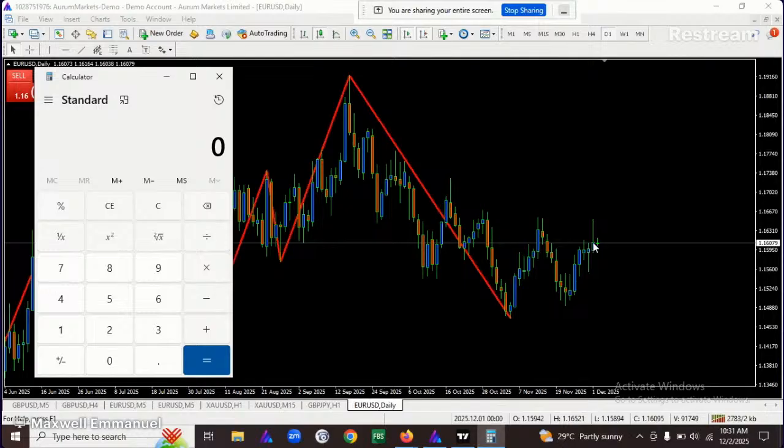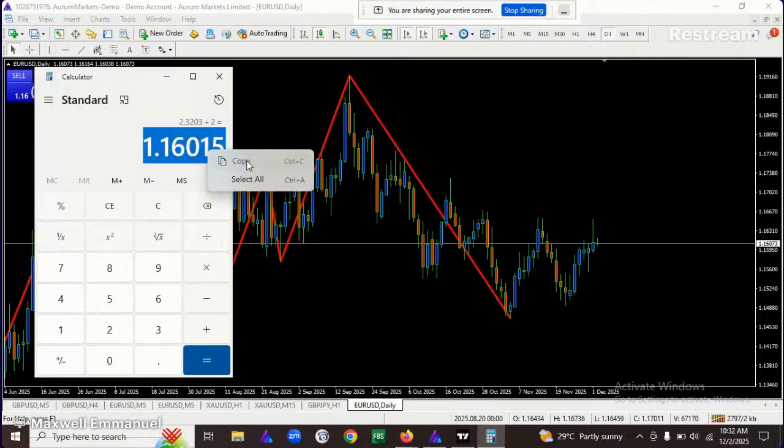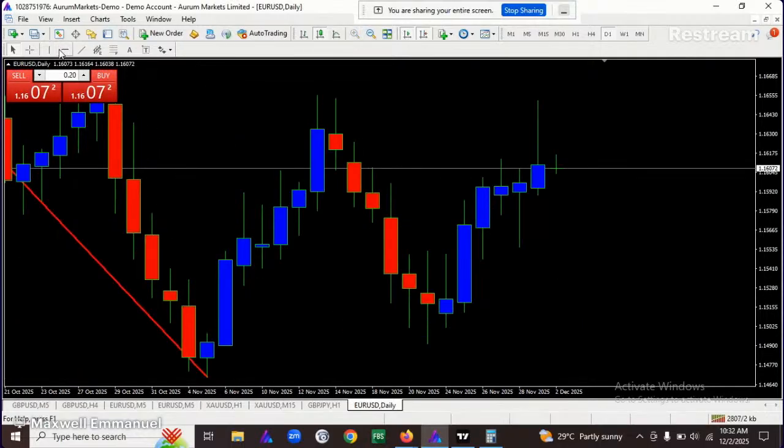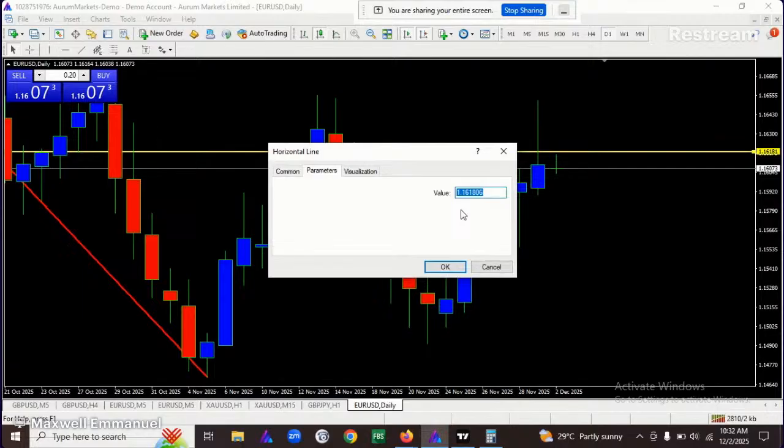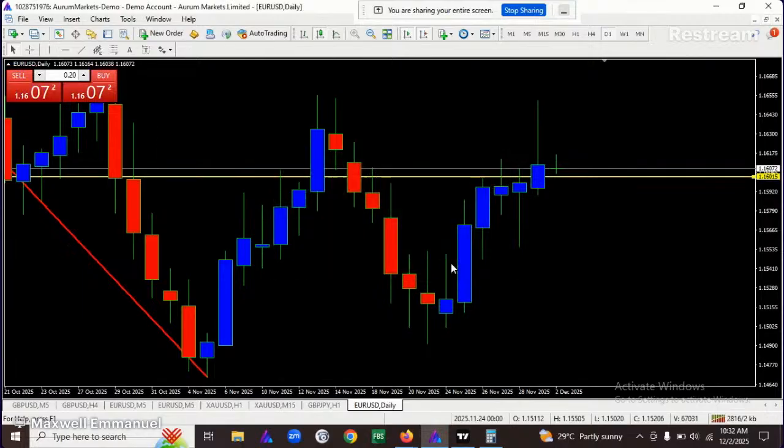Let's get the average price here. 1.1594 plus 1.1609 divided by 2 is 1.1601. Okay, so you can see the average price here. The market opened above the average price. So in this case, one was supposed to look for a buy opportunity, right?